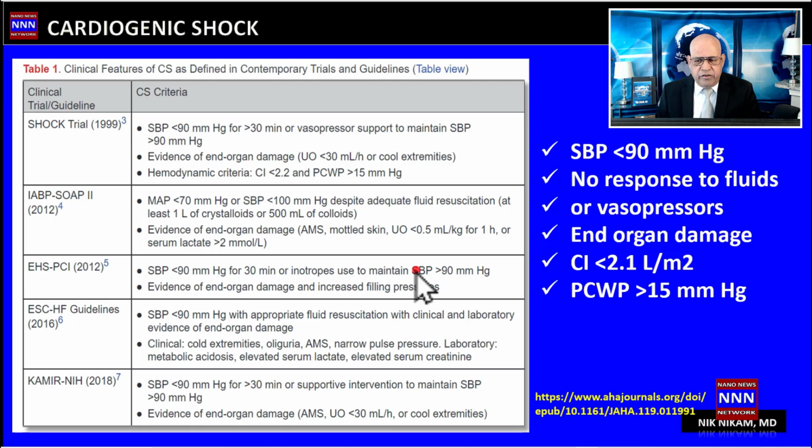Cardiogenic shock is characterized by systolic blood pressure less than 90 millimeters of mercury, no response to IV fluids or vasopressors, and end organ damage with a cardiac index of less than 2.1 liters per minute per meter squared, and a pulmonary wedge pressure of greater than 15 millimeters of mercury. Various studies were done to evaluate the definition of cardiogenic shock, and this summarizes the results from these several studies that were initially done to assess cardiogenic shock.